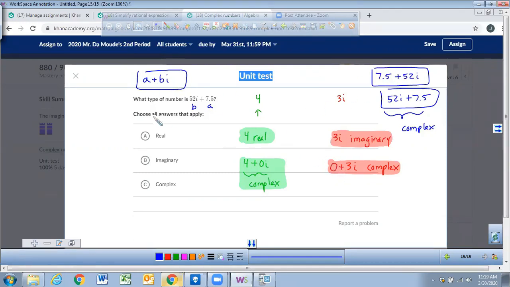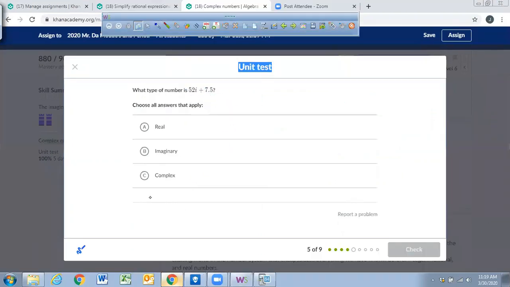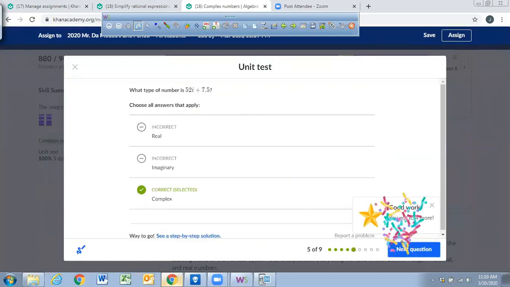So when it says choose all answers that apply, if you got the number 4, what are you going to choose? Real and complex. If you get 3i, what are you going to choose? Imaginary and complex. But if you get literally just a complex number, then you just choose complex, and that's it.